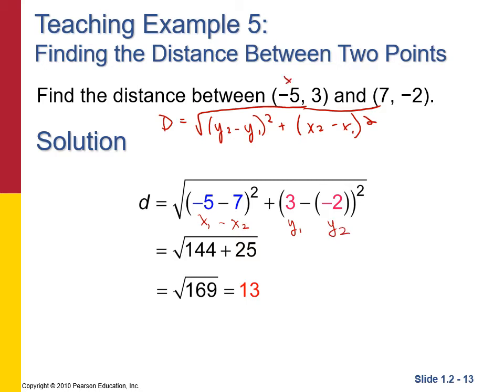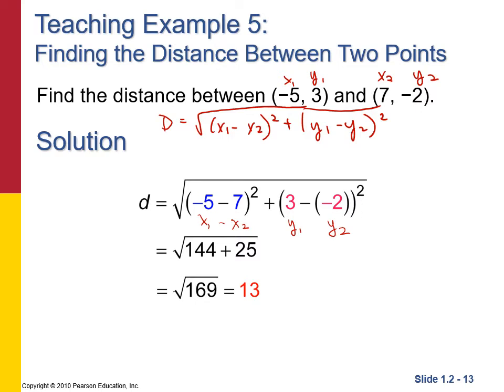So this is x1, y1, x2, y2. So let me just rewrite it the way they're doing it here. So this is just x1 minus x2 plus y1 minus y2. The order doesn't really matter in this case because we're subtracting and we're adding each term and squaring. We're just subtracting on the inside.